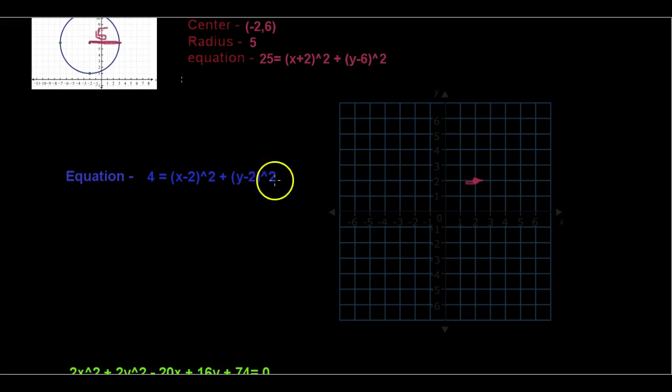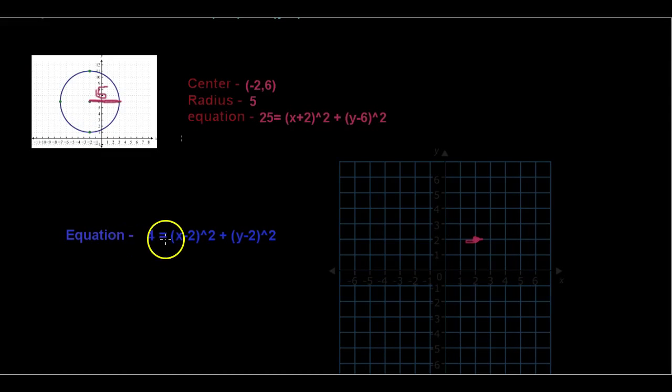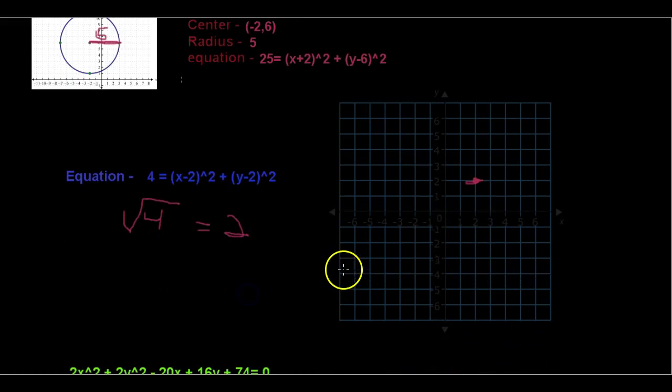So now we got to figure out where the points from this are going to be. So we have 4 here. So this is going to be what the radius is squared. So we got to square root that to find how far it will be. And the square root of 4 equals 2. So it's going to be 2 away from every one of these.